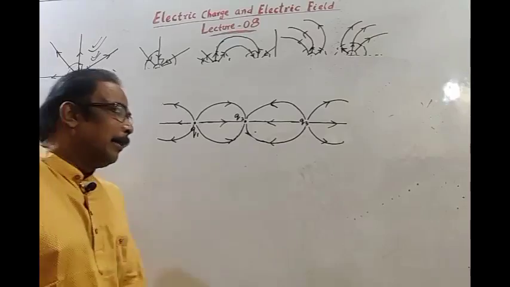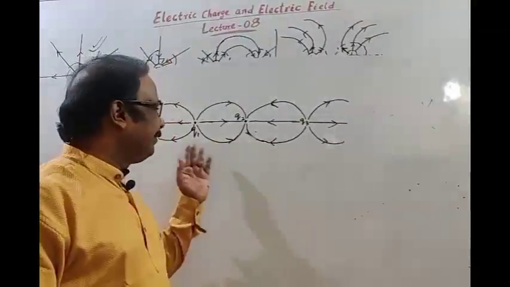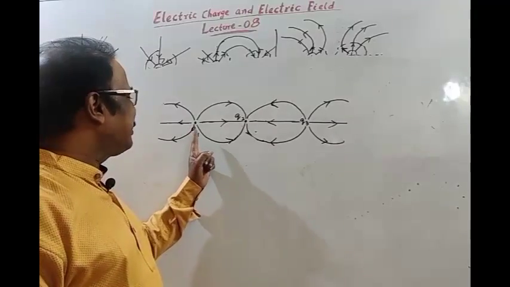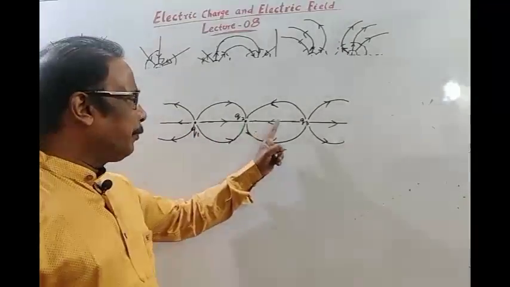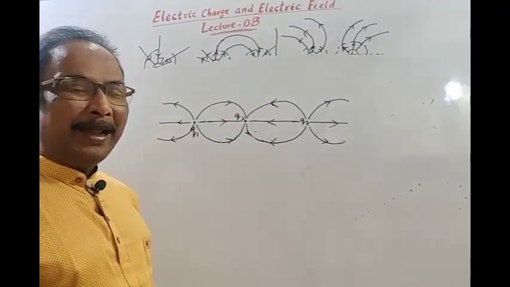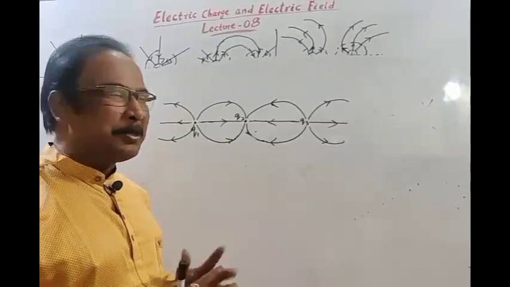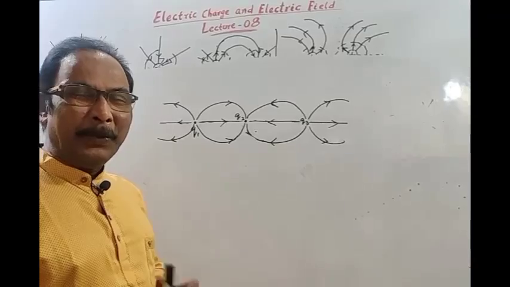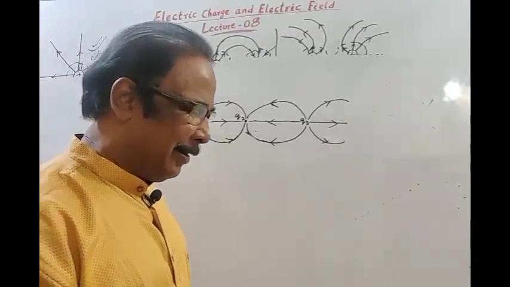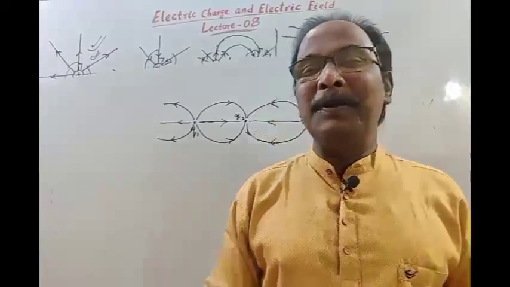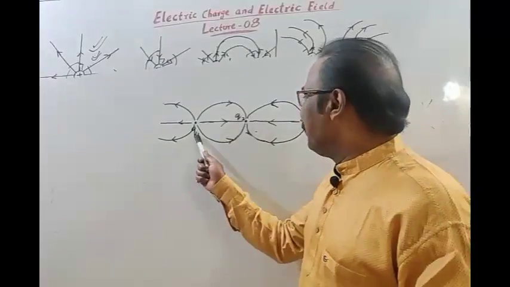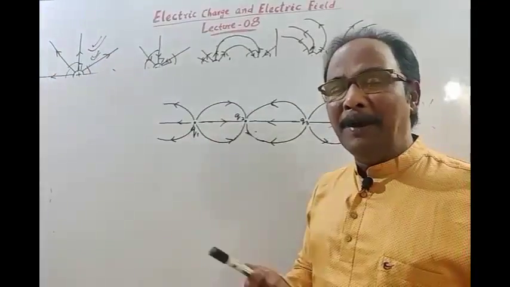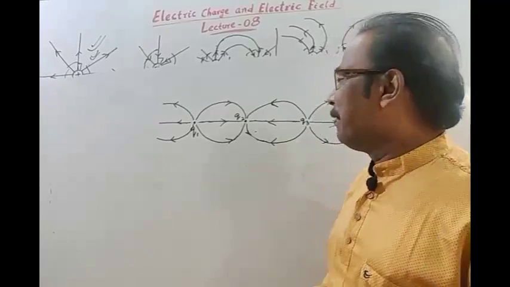Then the last question. I have already drawn the diagram. These are three charges, Q1, Q2, Q3, and the respective lines of force, meaning electric field lines, are shown in the figure. We have to state the nature of the charges Q1, Q2 and Q3, whether they are positive or negative. Very easy question.